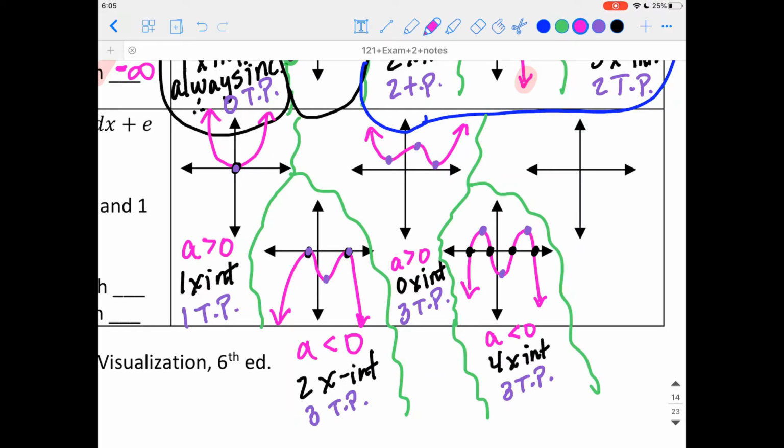And for the last kid, we can have something like this. So for this one, my a is greater than 0. I have 3 x-intercepts. 1, 2, 3. And I have 3 turning points. 1, 2, and 3.